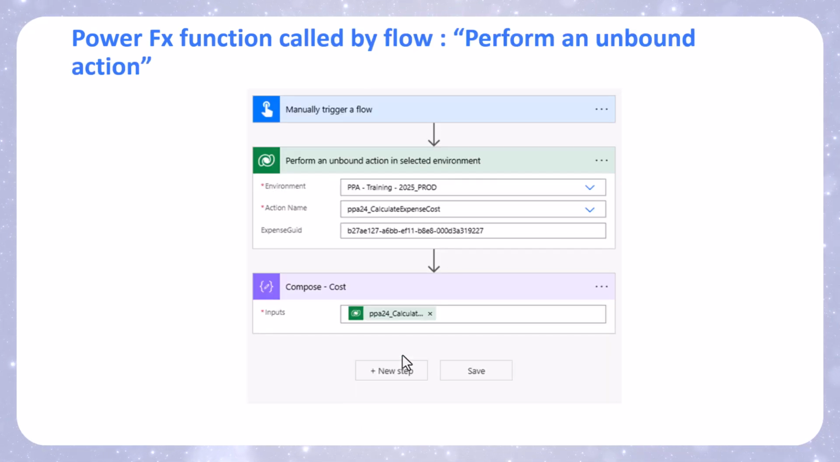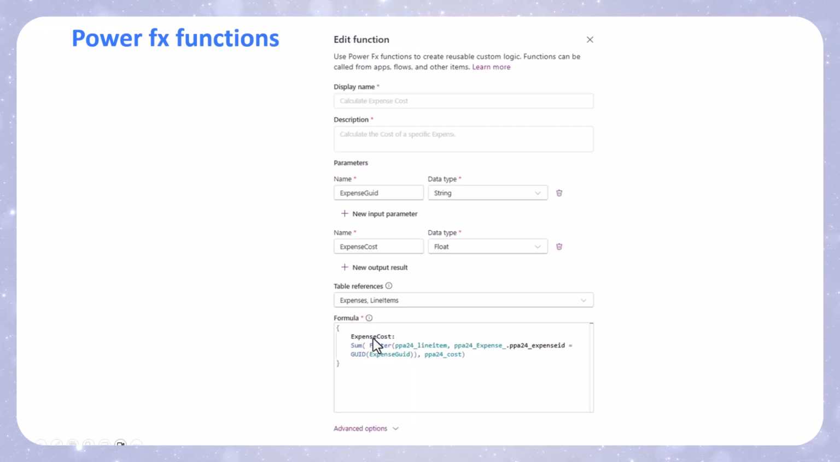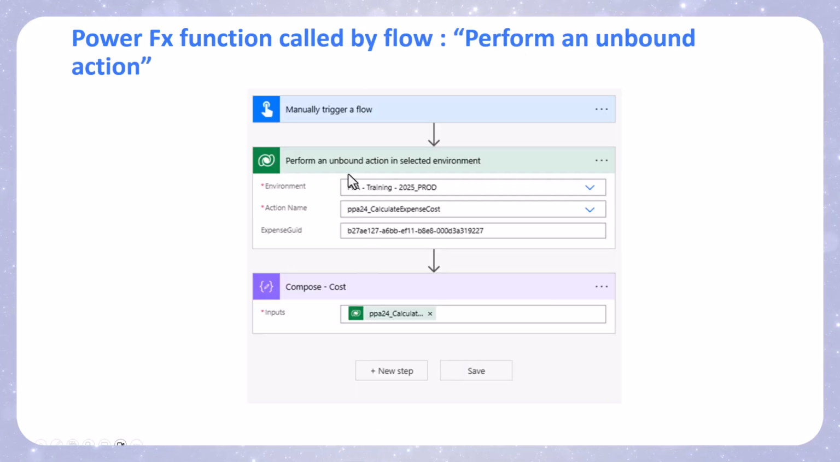What is interesting is that this function can be called from Power Fx code in Power Apps, but you can also call it from Power Automate. Just use the perform an unbound action in selected environment, select the environment, and you will see your function, and you can pass parameters. Which is interesting, because there are some features in Power Fx that you don't have in Power Automate, like regular expressions, for instance. So you can put a regular expression in Power Fx, and you can invoke it from Power Automate.